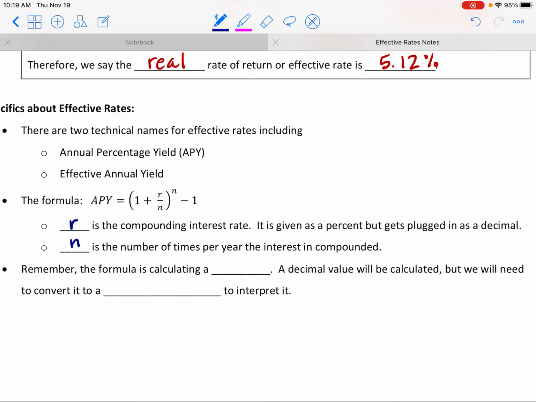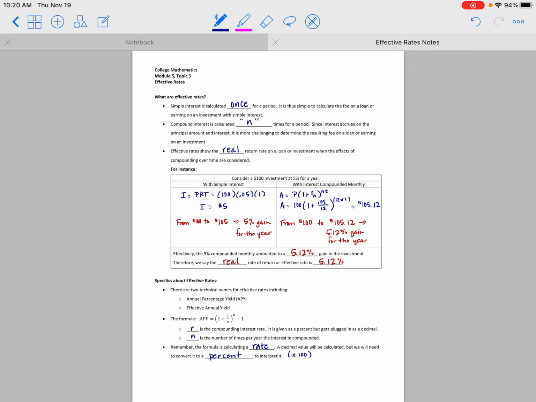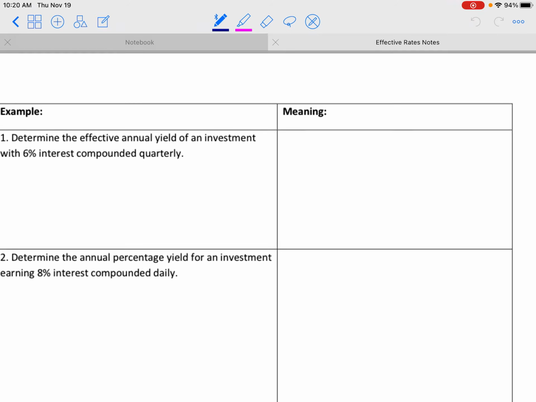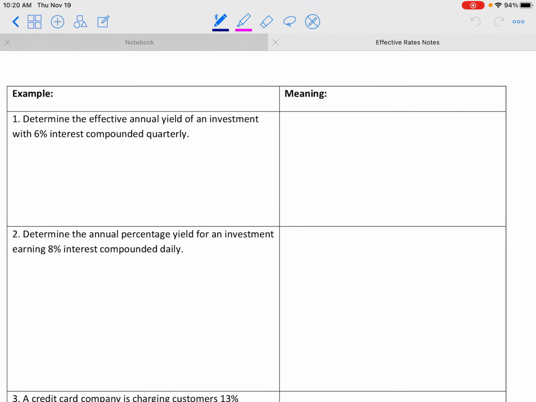What is it? Okay, and remember, our formula is going to be calculating a rate. It's an effective rate, and so it's going to spit out a decimal value, but in order to interpret it, we're going to want to convert that to a percent. Converting your decimal to a percent just means to multiply by 100. Okay, so let's look at some examples. Again, the calculation is pretty simple. It's just understanding what you've actually calculated, which is a little trickier. So I have an example, and then I'll try to put in some meaning for you so that we can really fully get a grasp on this.